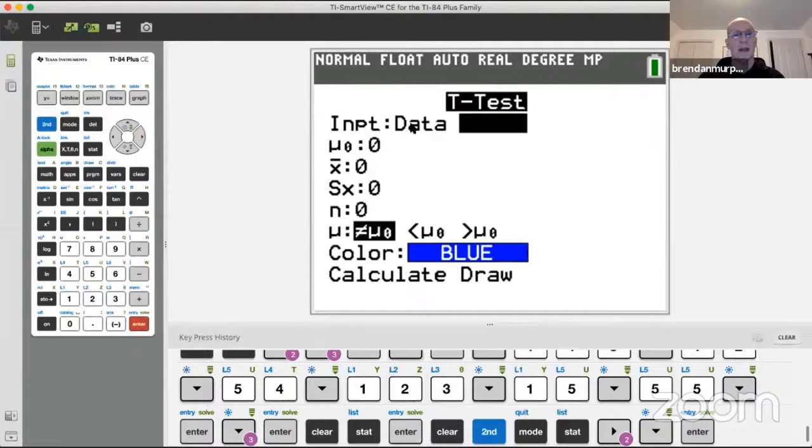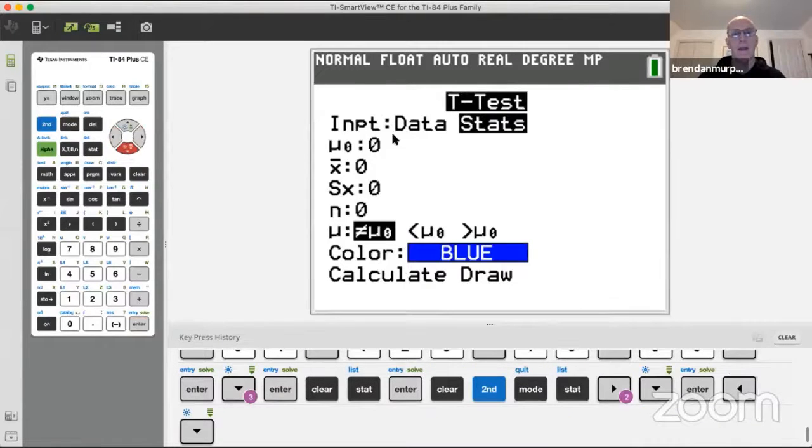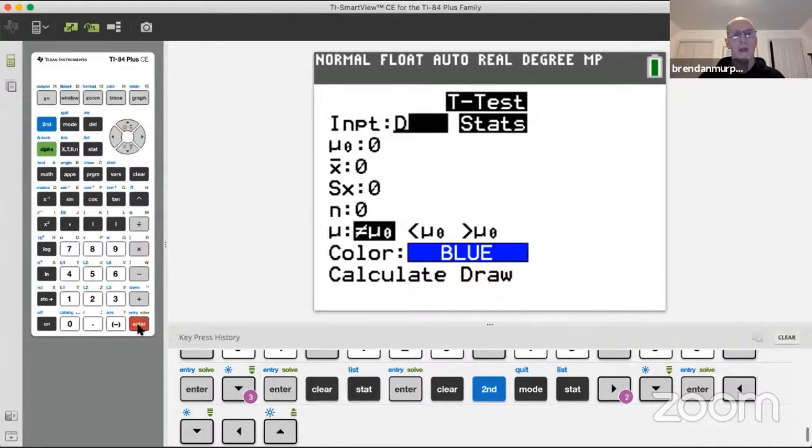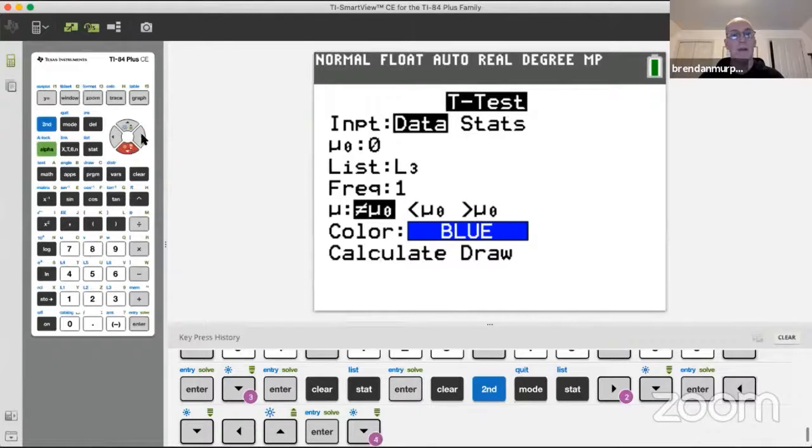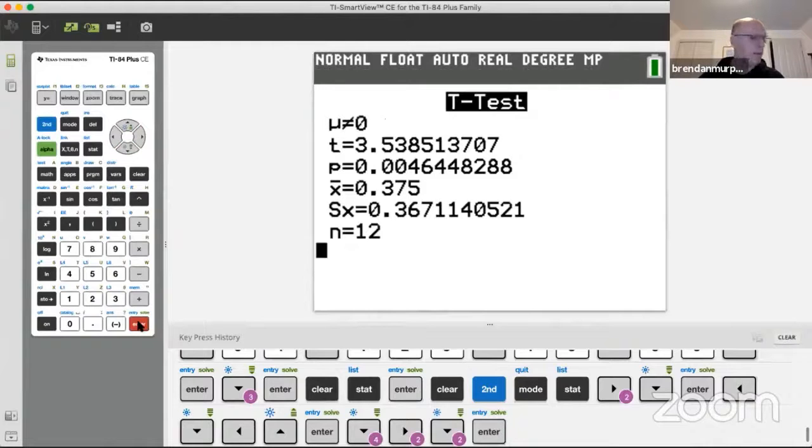And so I think I can run my data. Okay, sorry about that. I have the data in a list, so I'm going to run data as opposed to stats. My null is equal to 0. My difference, there's no difference between my two groups. My data is in list 3. I think my alternative was greater than, so I need to change that one. And I'm going to get some numbers here. So these are the key numbers that I need to write on my paper.